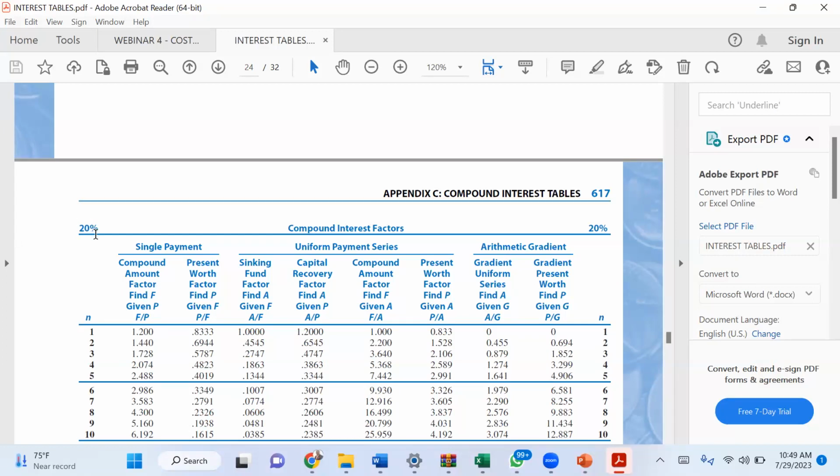It's a one-year deal. It's a project that has a lifespan of 1 year, and I'm just looking for the single payment compound factor. The single payment compound factor is 1.2. And that's the first one.